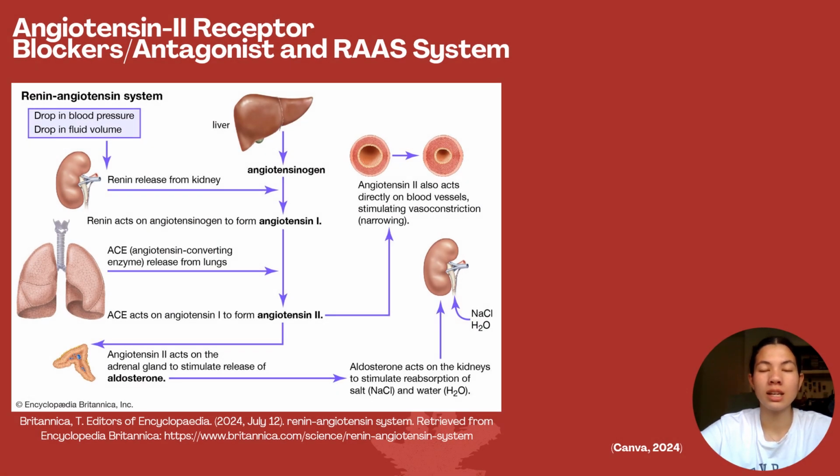So here I have the renin-angiotensin system, which is one of our compensatory systems for blood pressure. When blood pressure drops, angiotensinogen is released, converted into angiotensin 1, and then converted into angiotensin 2. And angiotensin 2 then causes vasoconstriction in blood vessels and also causes the release of aldosterone, which stimulates reabsorption of sodium and water. So both of these mechanisms, vasoconstriction and reabsorption of water, basically increase the blood pressure. And by blocking that, we are inhibiting the increase of blood pressure.